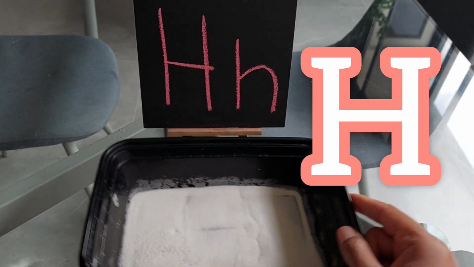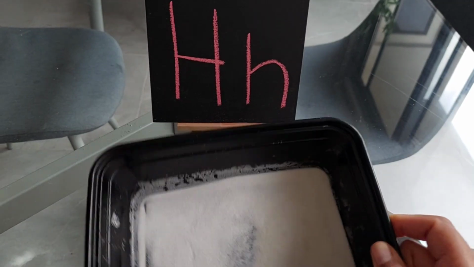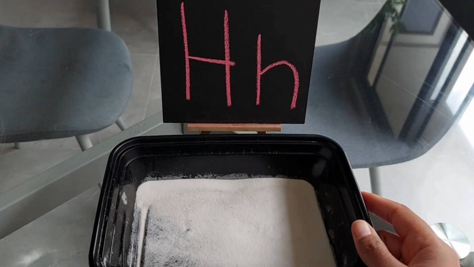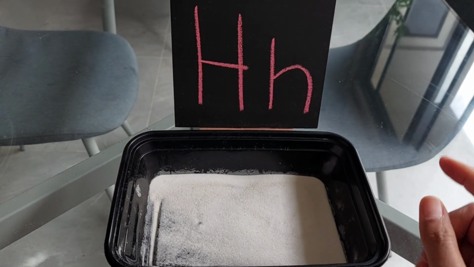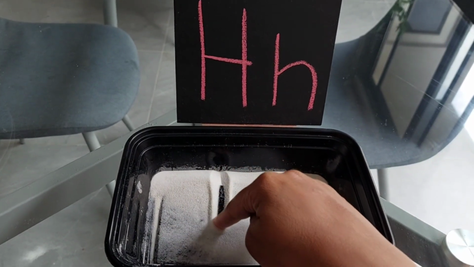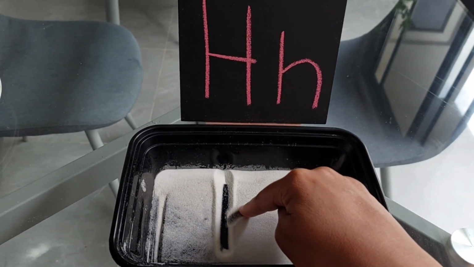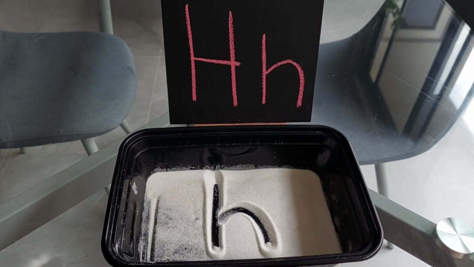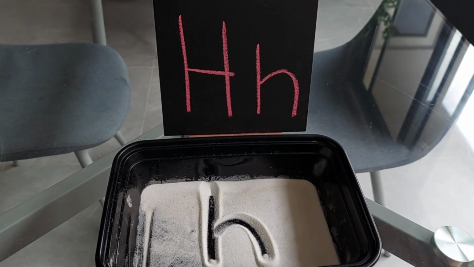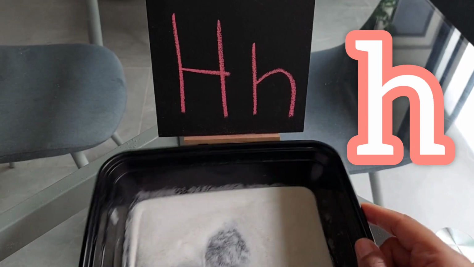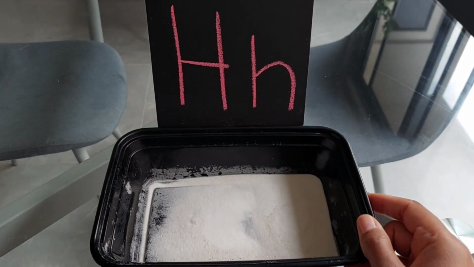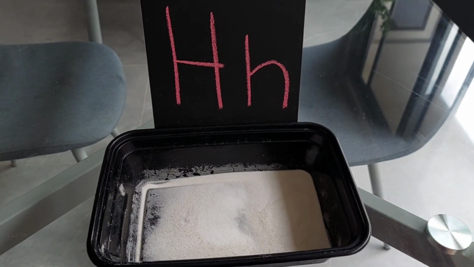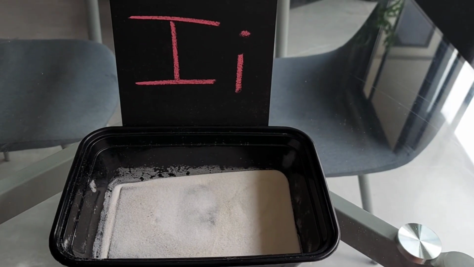Good job. Now let's shake that out. And now let's write a lowercase h. Are you guys ready? All right, here we go. We're gonna start at the top, make a straight line down, and then from the middle, make a little curve all the way to the bottom. Good job, guys. You did it. I am so proud of you. Now let's learn how to write the letter I.